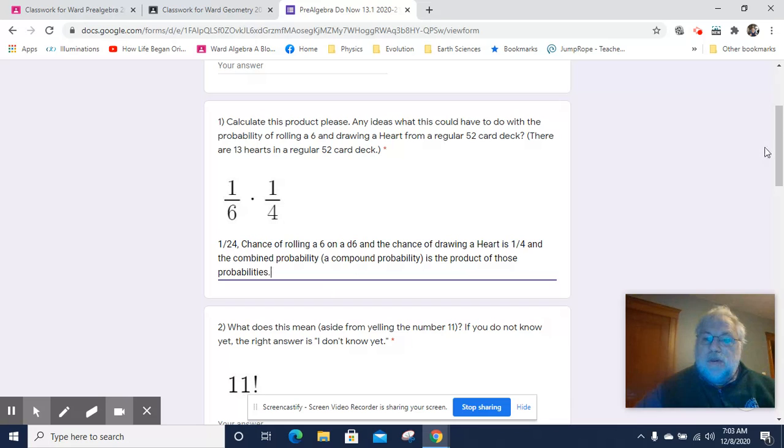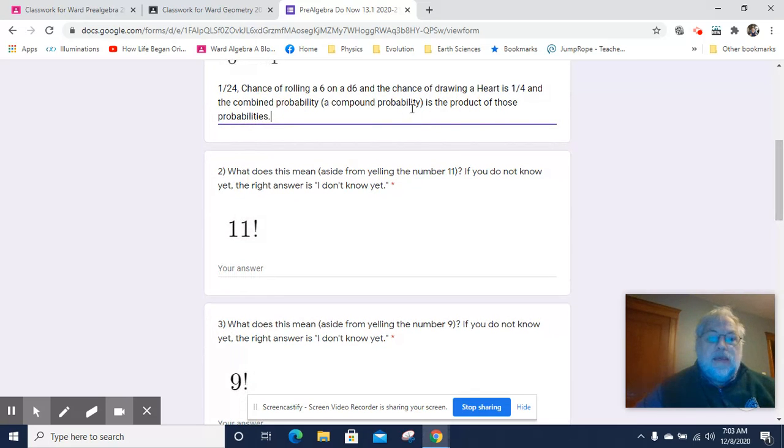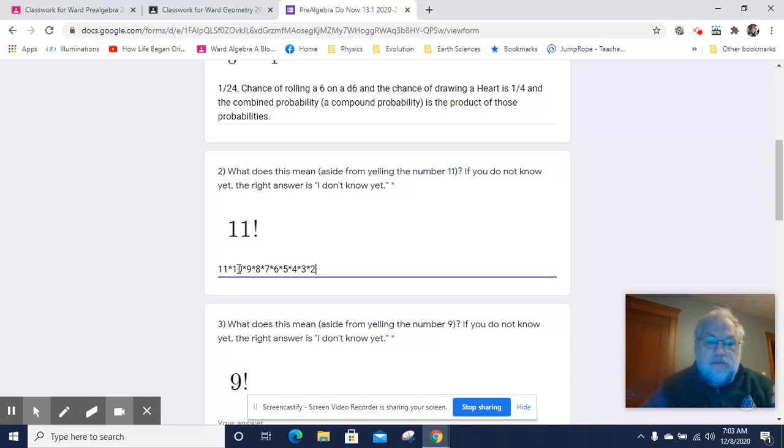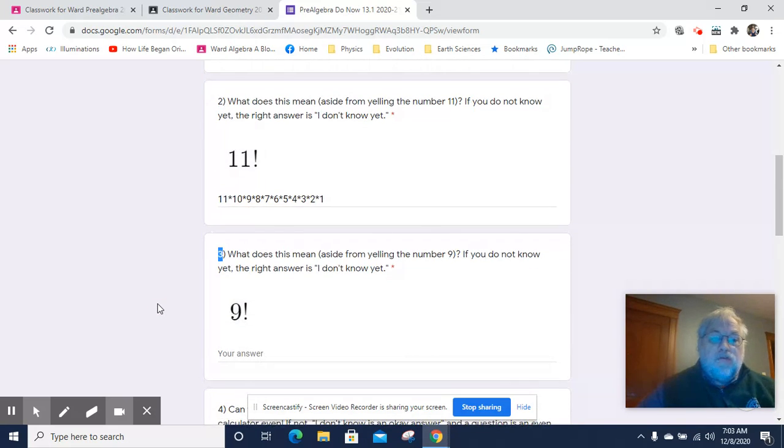So this next one, what does this mean? I didn't ask what it is. I asked, what does it mean? This means 11 times 10 times 9 times 8 times 7 times 6 times 5 times 4 times 3 times 2 times 1. And this is going to be a concept that's really useful when we're working with probability, because a lot of probability involves counting up possibilities.